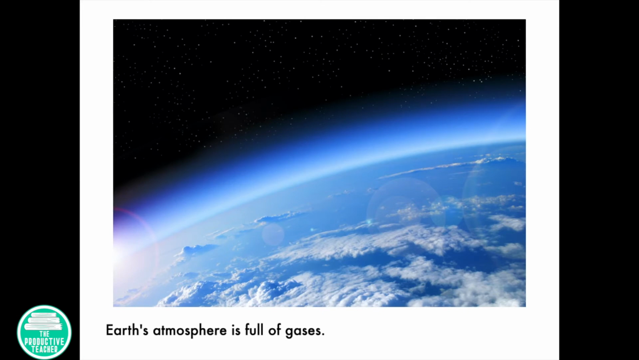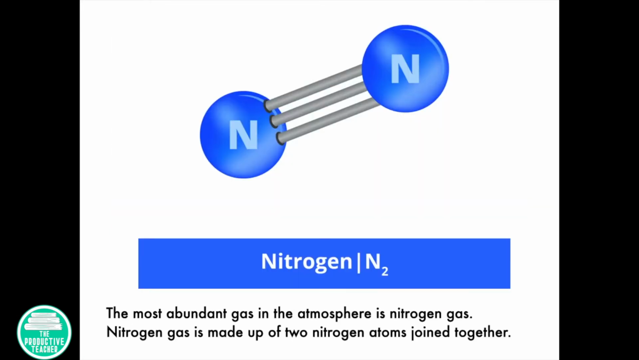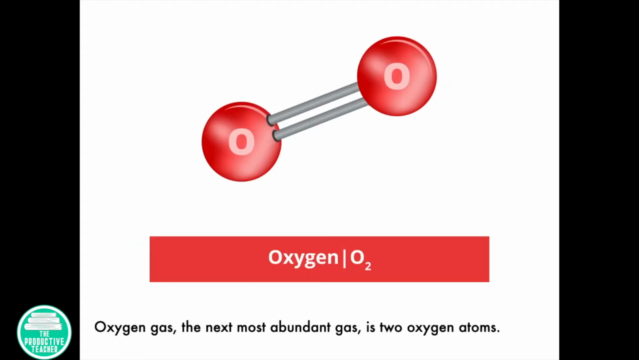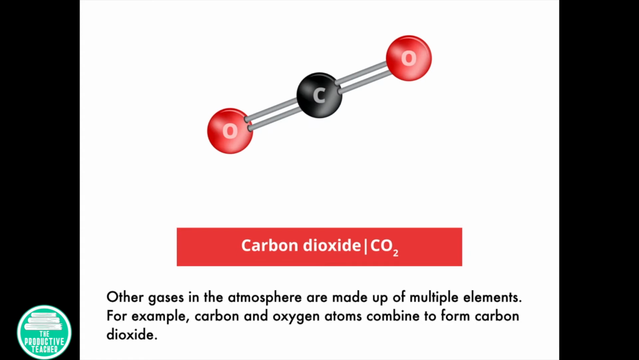Earth's atmosphere is full of gases. The most abundant gas in the atmosphere is nitrogen gas. Nitrogen gas is made up of two nitrogen atoms joined together. Oxygen gas, the next most abundant gas, is two oxygen atoms. Other gases in the atmosphere are made up of multiple elements. For example, carbon and oxygen atoms combine to form carbon dioxide.